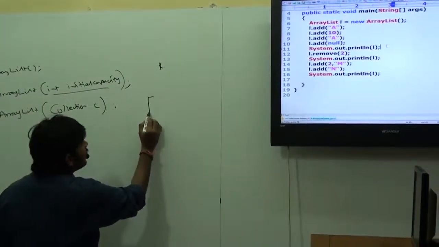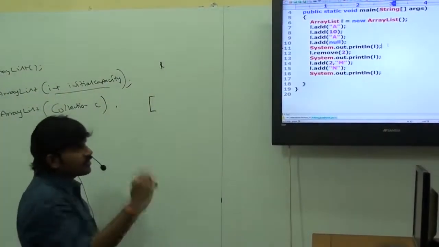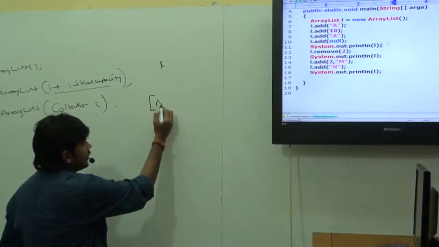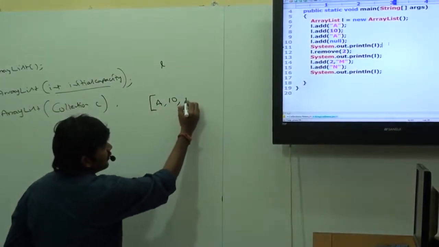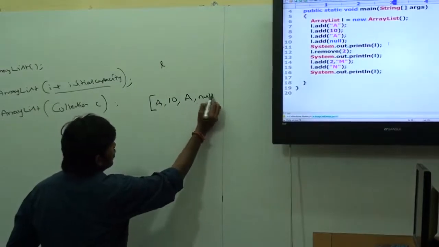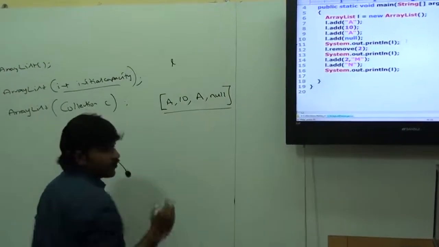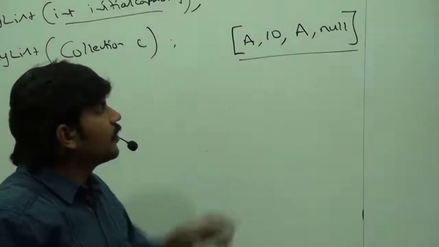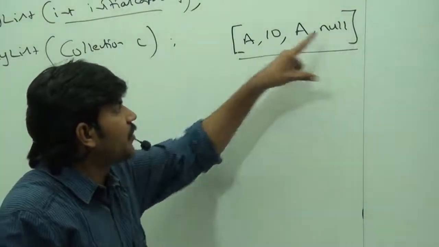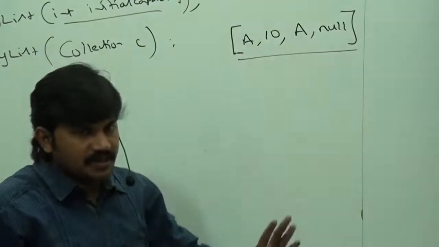Internally, here I have observed square brackets. What is the first element we inserted? A. Second element we inserted, 10. Third element we inserted, A. Fourth element, null. This is the output we are going to get. But now make sure, a very important point. Why are we getting square bracket notation for this ArrayList?